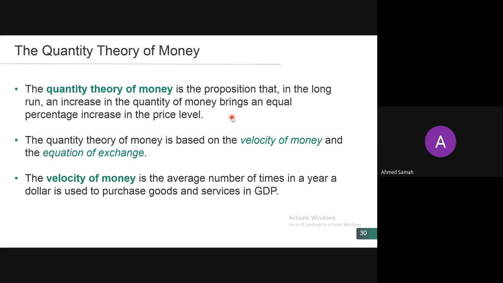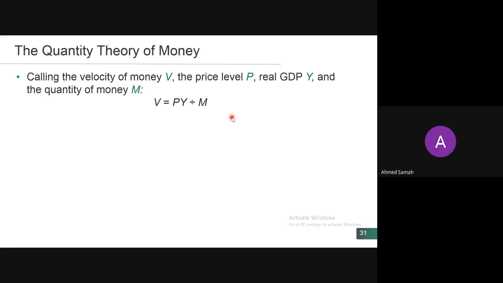So, velocity of money is equal to the price level multiplied by the real GDP, divided by the quantity of money or the money supply. So velocity is equal to price level multiplied by real GDP. Price level times real GDP is nominal GDP. So nominal GDP divided by the money supply is the velocity.